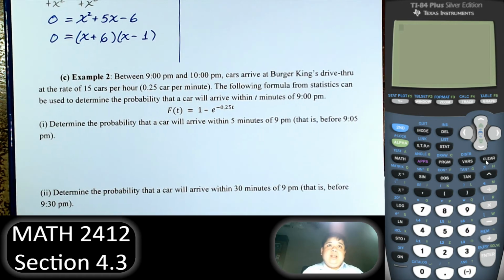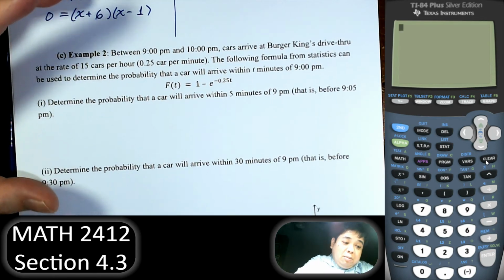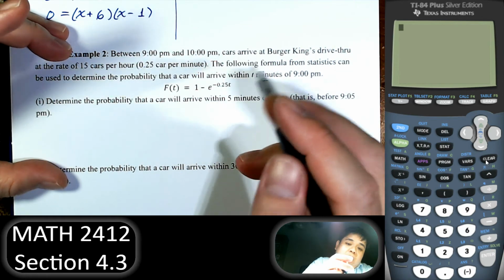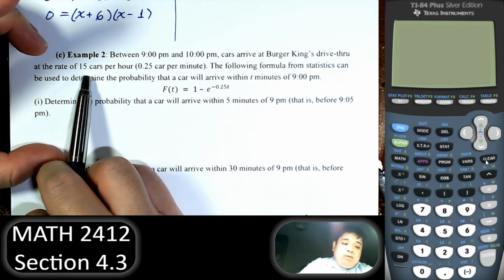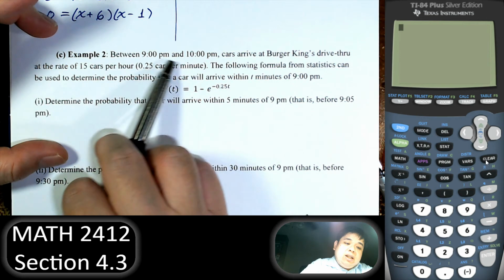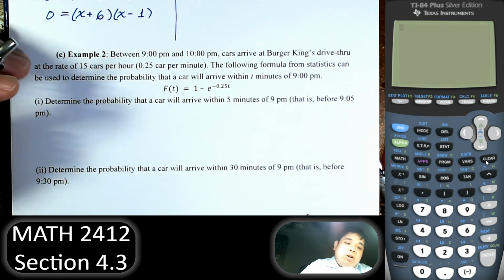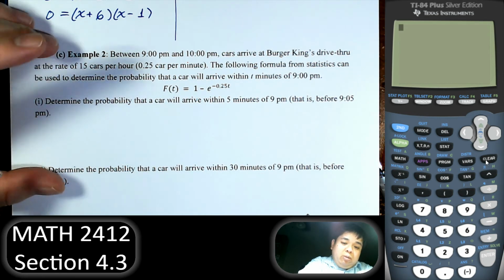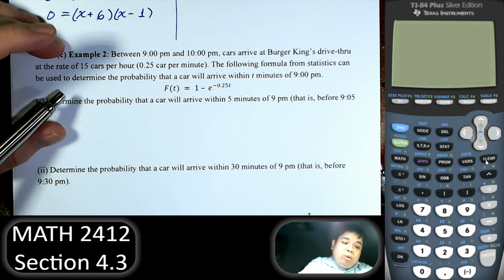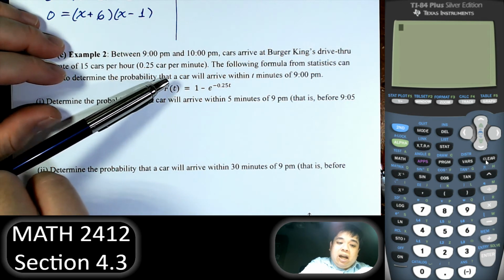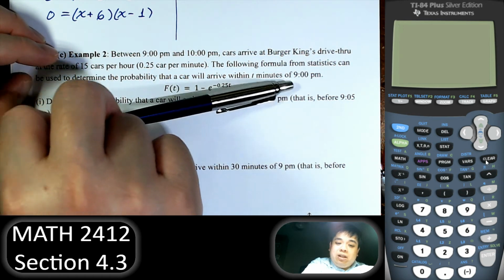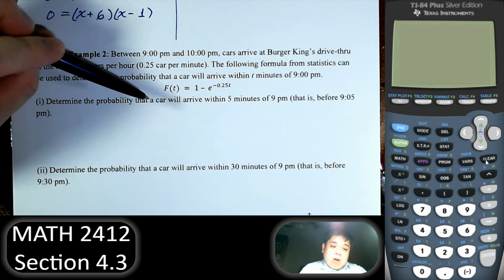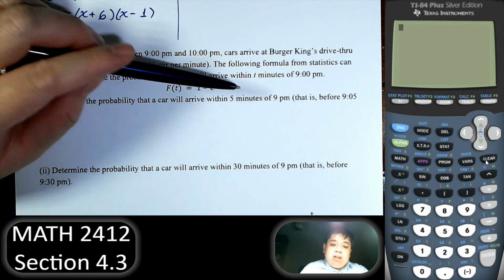Right. Here is an example, an application problem. Suppose between 9 and 10 p.m. a car arrived at the drive-thru at 15 cars per hour. So we can write that as 0.25 car per minute. The following given statistic will be used to determine the probability that a car will arrive within 10 minutes of 9 p.m. So determine the probability that a car will arrive within 5 minutes of 9 p.m.